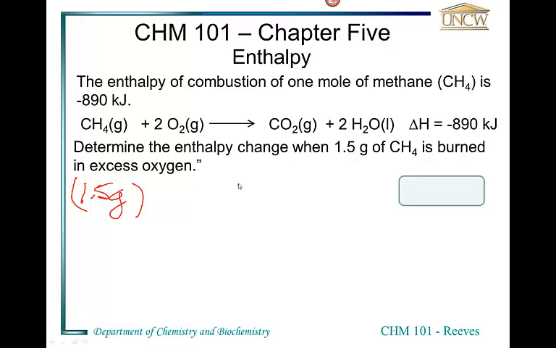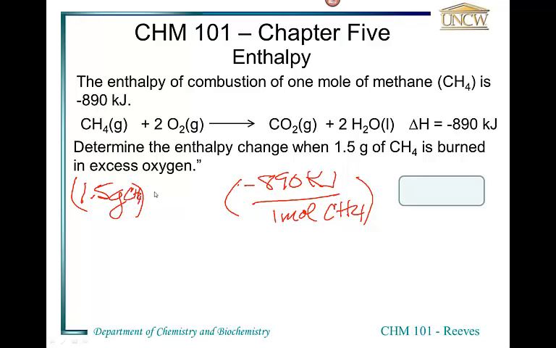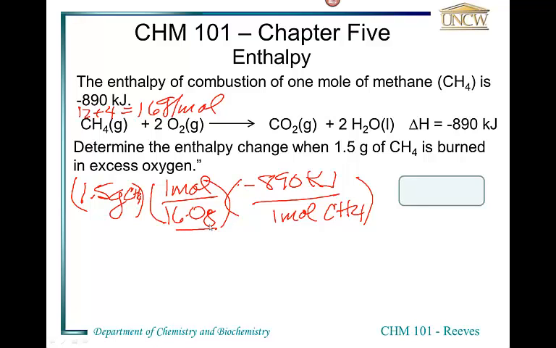Okay, our conversion that we just learned about is minus 890 kilojoules over 1 mole of CH4. But of course, this is grams of CH4. So to convert to moles, what I'm going to do is multiply by 1 mole over 16.0 grams. 16 grams, 12 plus 4. That's where the 16 grams per mole came from. So I'm going to change the information from grams of methane into moles of methane by dividing by the molecular weight.